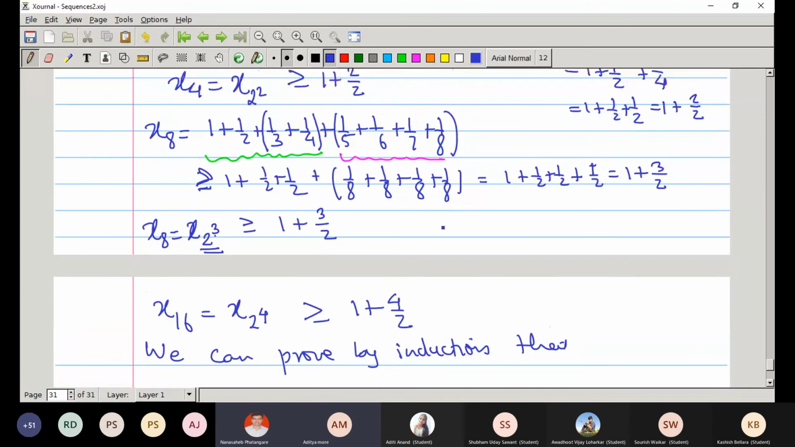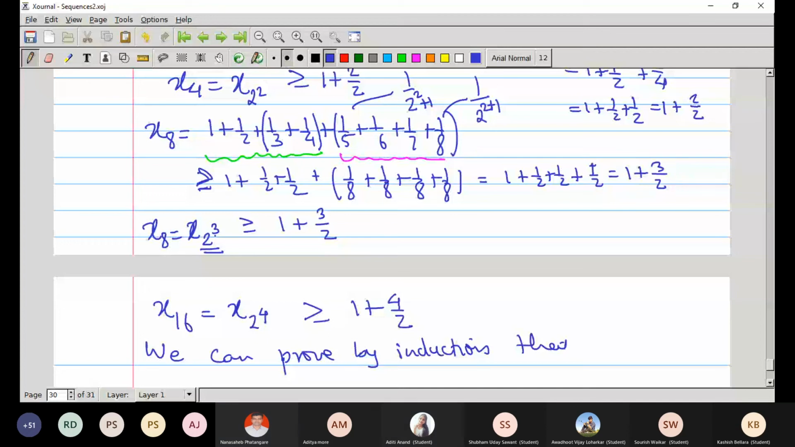See, in case of x8, what are the brackets? 1 plus 1 by 2, 1 by 3 plus 1 by 4, and the last bracket is up to 1 by 8. And what is the first term in the last bracket? 1 by 5. Right, what is 1 by 5? 1 by 2 raised to 2 plus 1. And what is the last term? 1 upon 2 raised to 3. Do you understand? This pattern you have to observe.